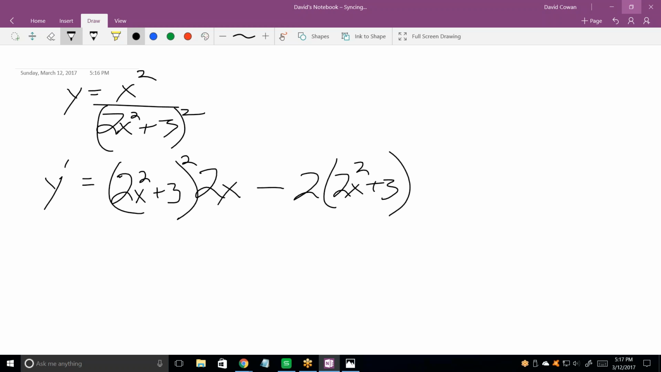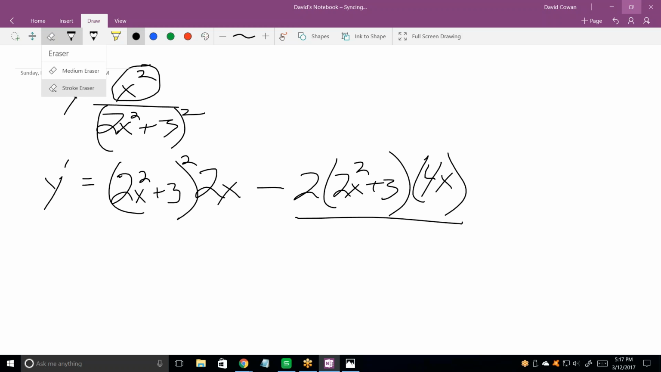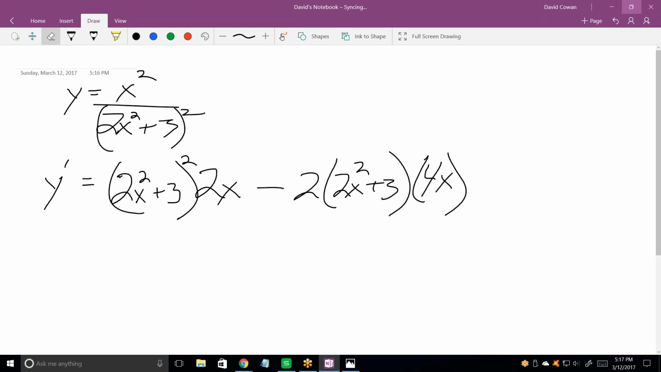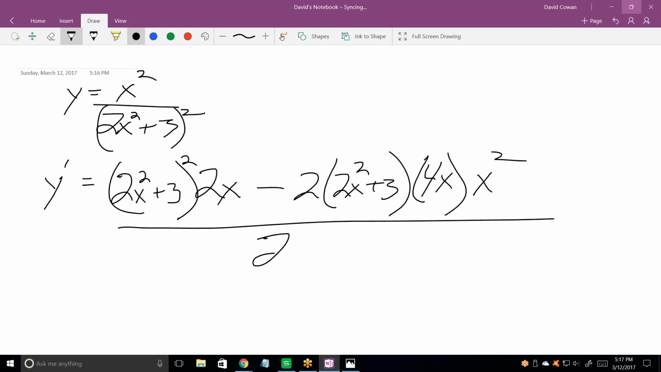And then times 4x over, times, multiply it by the top. In other words, all this is the derivative of the bottom. Right. Okay. So times x squared. Times x squared, okay. Over 2x squared plus 3 to the 4th. All right.